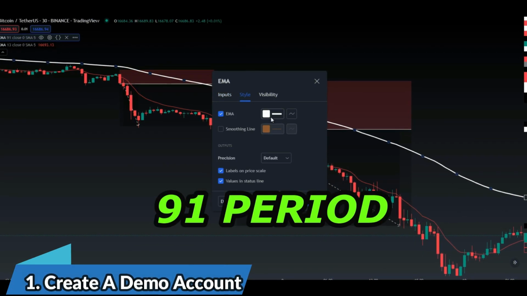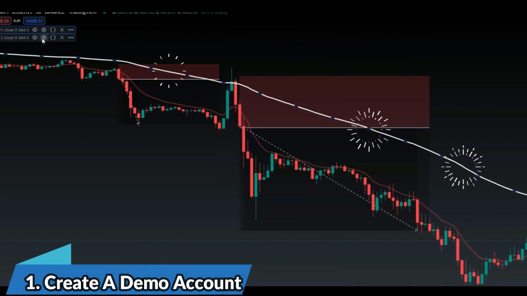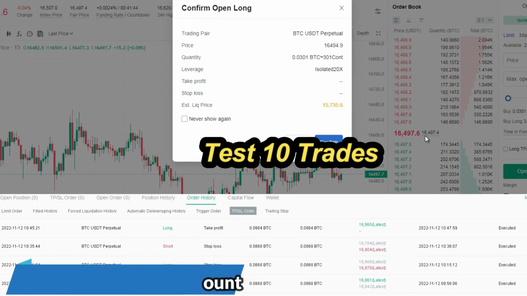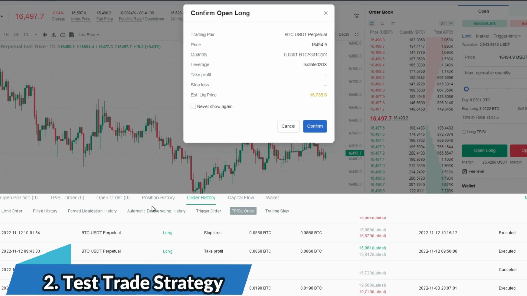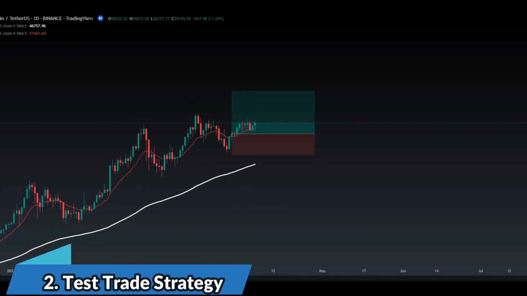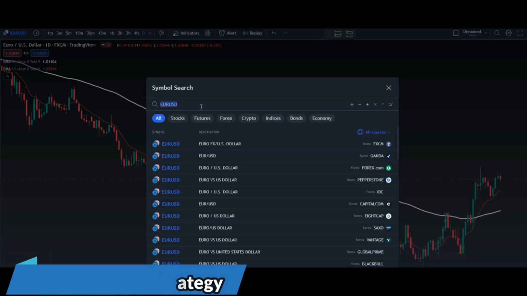Firstly, open a demo account and then set up your chart with EMA as explained in the video on a 1-minute time frame. After opening a demo account, you should at least test 10 trades on a pair and spread these 10 trades on different days so that you can fully understand the variety of situations. Also, don't forget to try on other pairs like Euro USD.